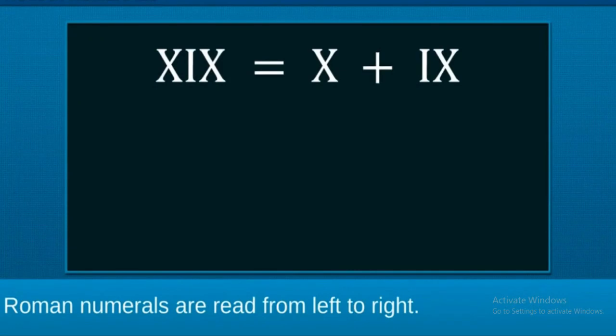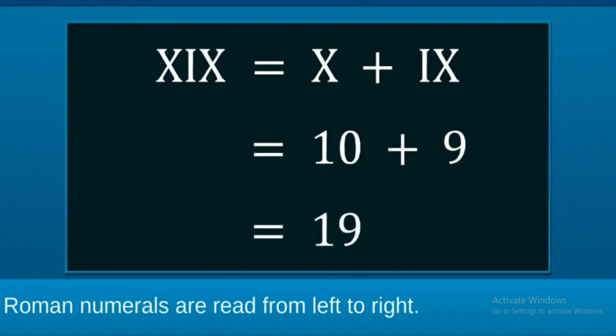Roman numerals are read from left to right. Let's read this numeral. Since we read from left to right, the letter I is before the letter X. We subtract the letter I from the second letter X, which is 9. Now, we have only letter X on the left, so we add the 10 to get 19.